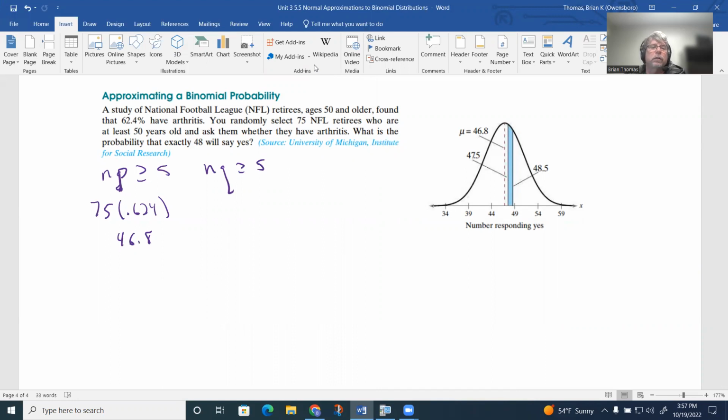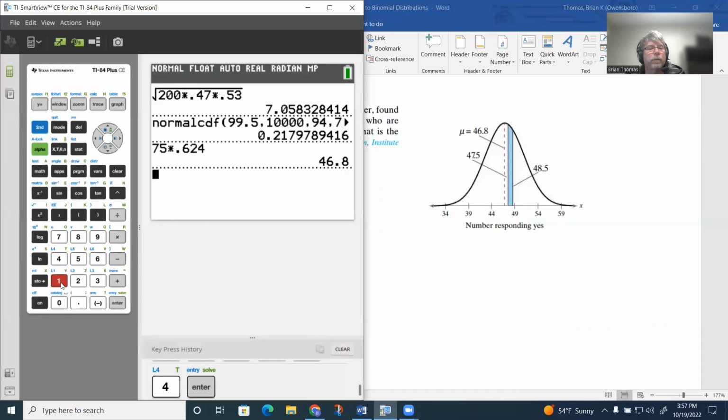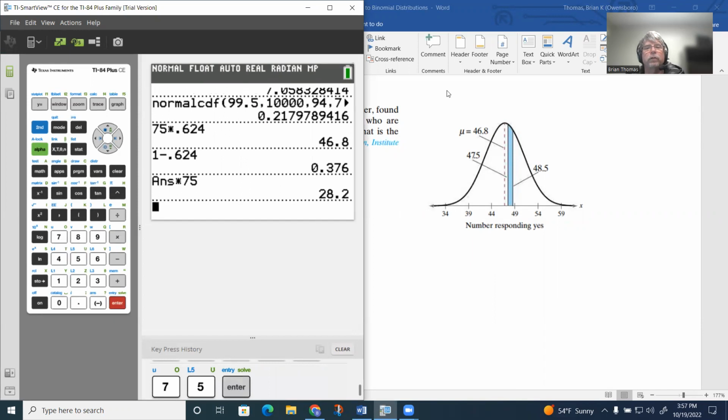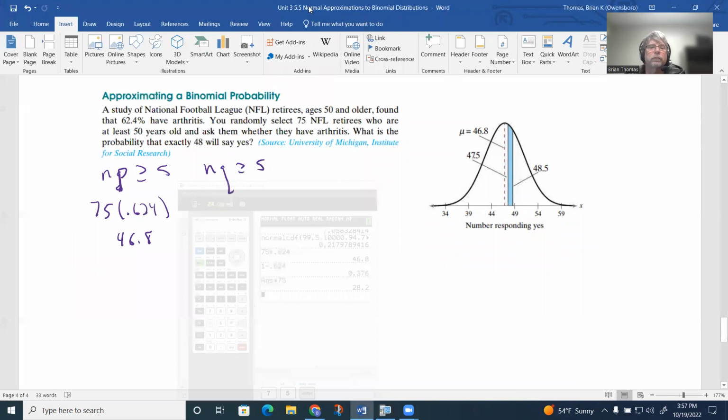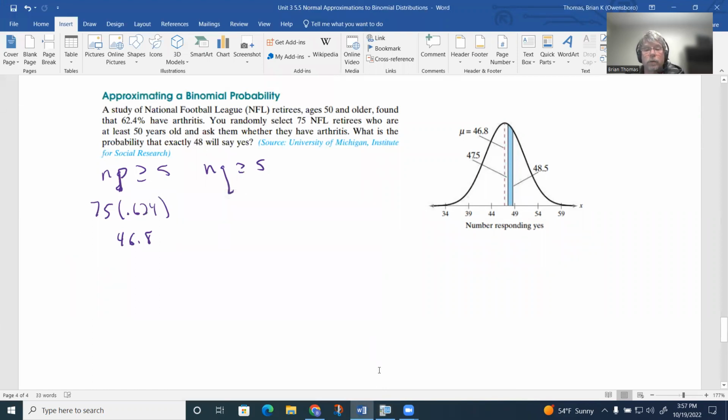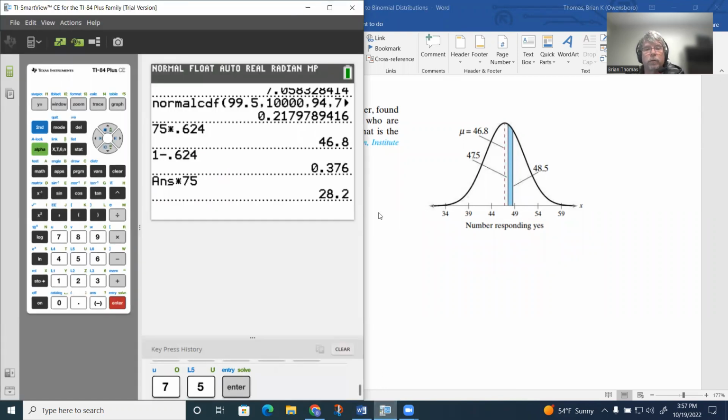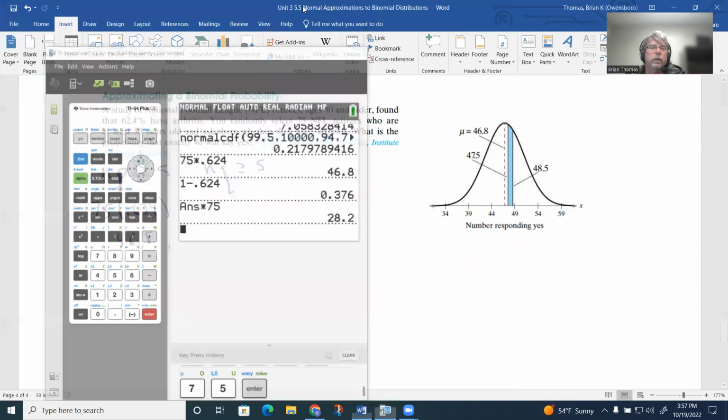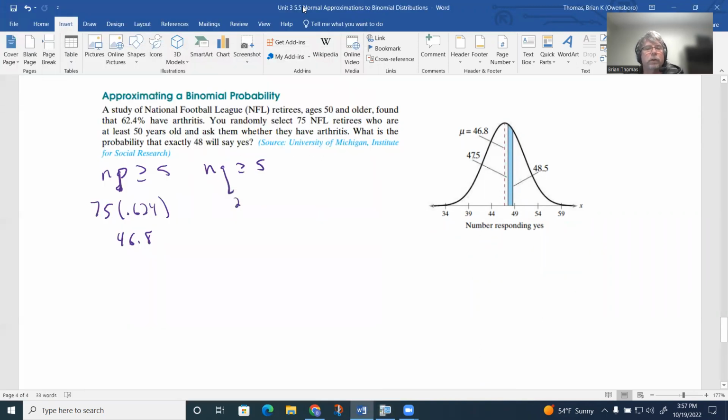And then I've got to do the other one too. So what's 1 minus 0.624? This finds us the failures. That's going to be 0.376, and I'm going to multiply that by 75. That's going to give us 28.2. That's going to be our failures, if you will. So this would be 28.2.